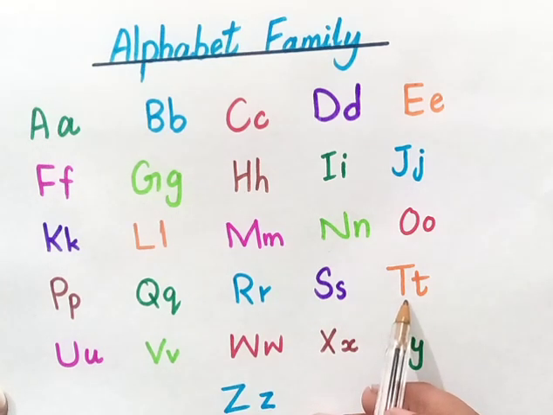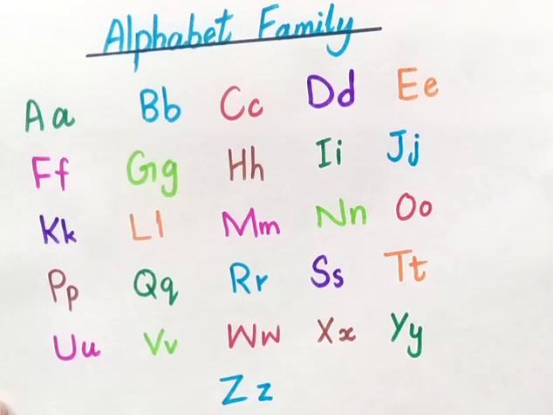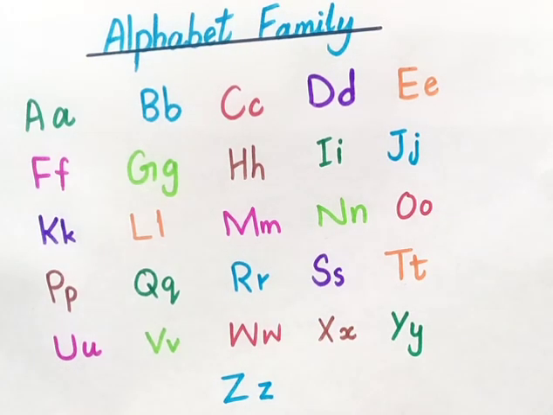T. Which letter is this? T. Very good. The sound of T is T. T. U. Which letter is this? U. The sound of U is A. A.